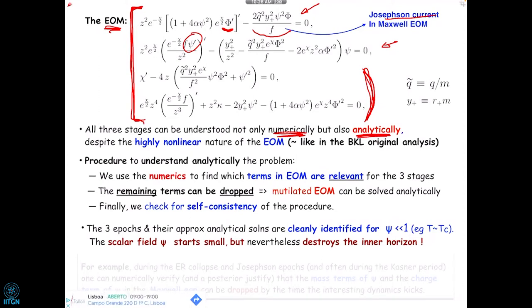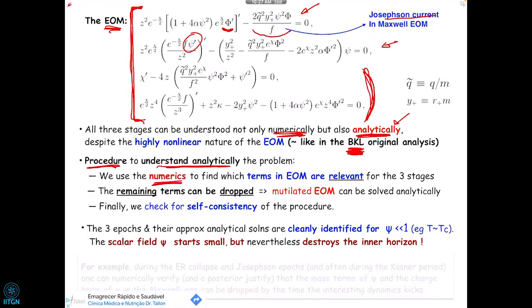Nevertheless, under certain educated approximations, we will be able to solve the truncated equations, truncated because, or mutilated equations, because they will have some terms that I will neglect, that I will be able to solve analytically. And actually, just as a side note, this is the spirit of the original Belinsky-Lifshitz or BKL analysis. So what is the procedure to understand analytically the problem?